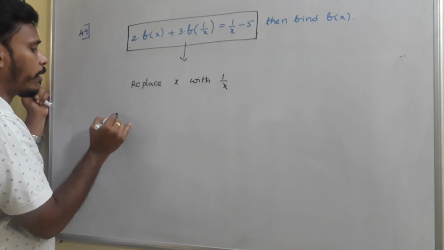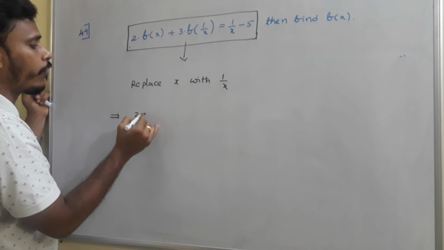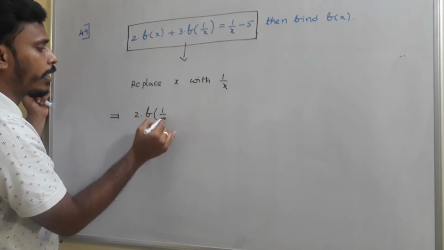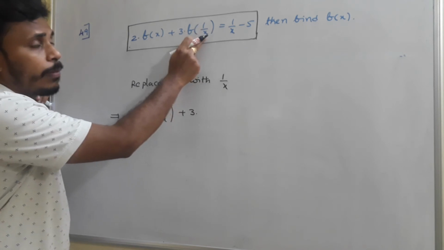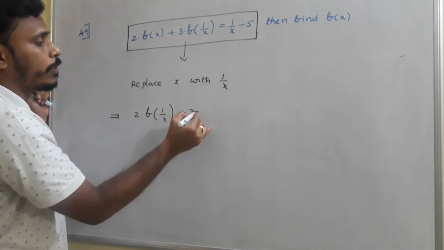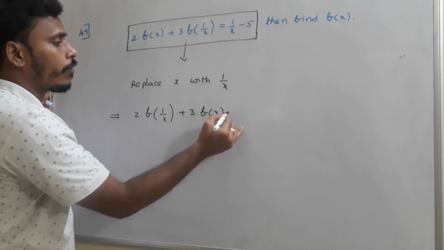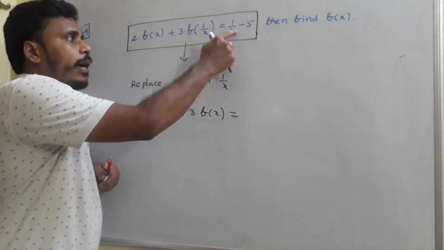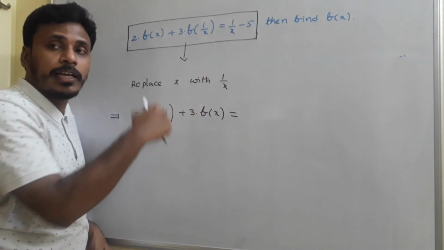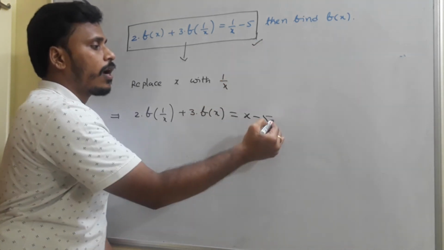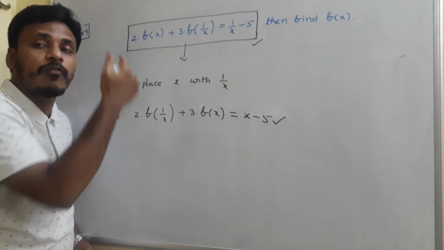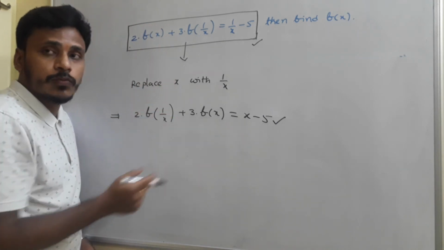So then what will happen? 2 into f of x will become f of 1/x, plus 3 into, we are replacing x with 1/x, so f of 1/x means f of x. 3 into f of x is equal to, replacing x with 1/x, 1 by 1/x is x, minus 5. This is the given relation and this is the new relation which we formed from the given one by replacing x with 1/x.